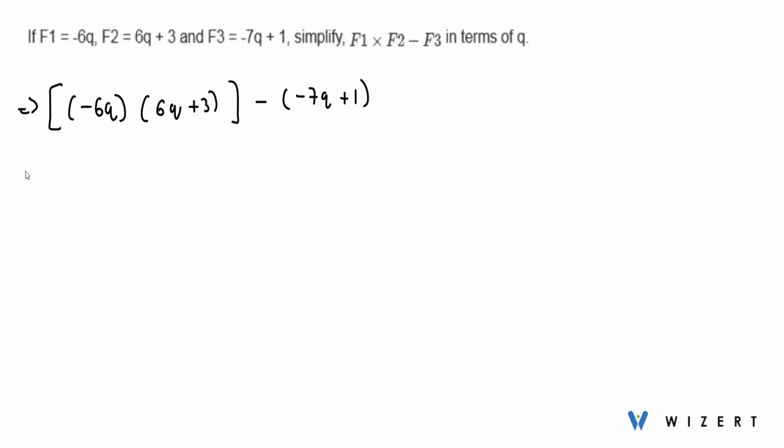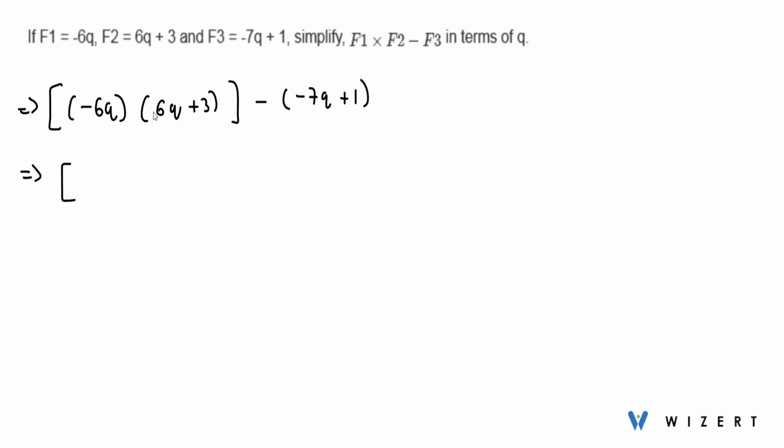Okay, that's it. Now from the rules of algebra we know that at first we have to carry out all the operations which are present within the pair of brackets, and then we have to solve the multiplicative operator, and finally we are going to solve the difference operator. So within the pair of brackets we have minus of 6q multiplied by 6q plus 3.